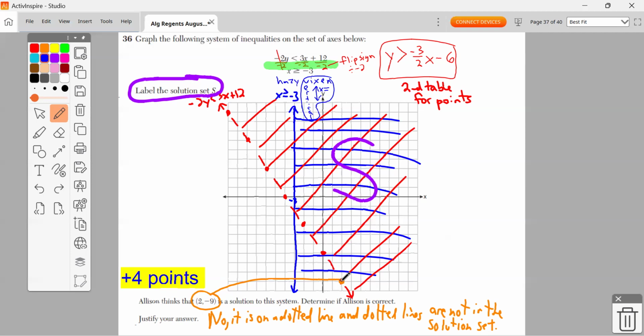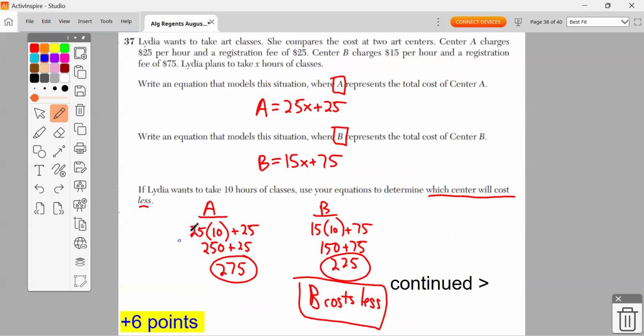Notice that it did say justify your answer, so you need a reason. All right, no, because it's on the dotted line, and dotted lines are not included in the solution set. You have to justify your answer, not just say no. How would you grade this? 1 credit for each of the lines, 1 credit for your solution, 1 credit for all this down here in the orange. If you only said no, you can't get 4 out of 4. You have to give a reason: no, it's on a dotted line.